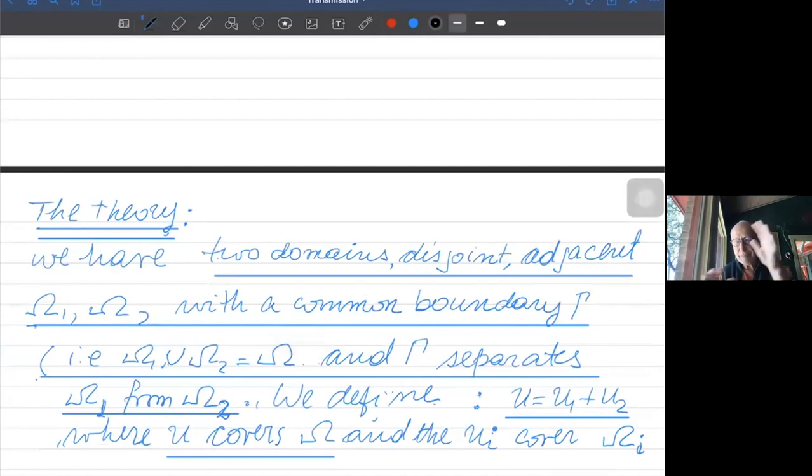Okay, so we have this domain omega. Omega is nice, connects everything. And then you have a curve gamma that separates omega in two pieces, omega one and omega two. So in omega one, you have U1, in omega two, you have U2. In each one of their domains, they satisfy a nice equation that for me will just be the Laplacian equal to zero. And then when they get together, that is where the transmission takes place.